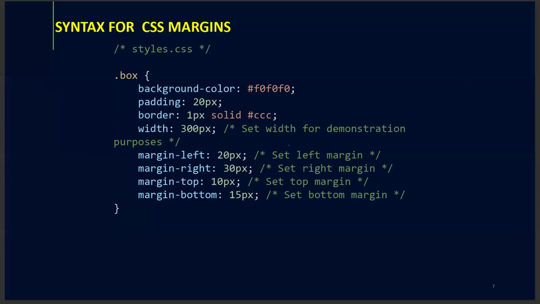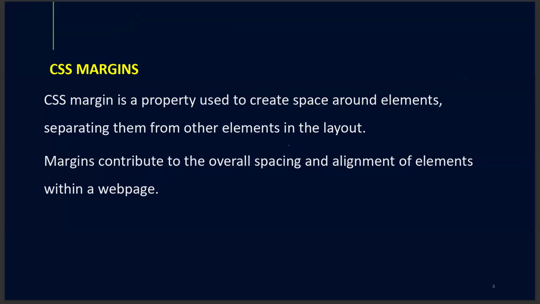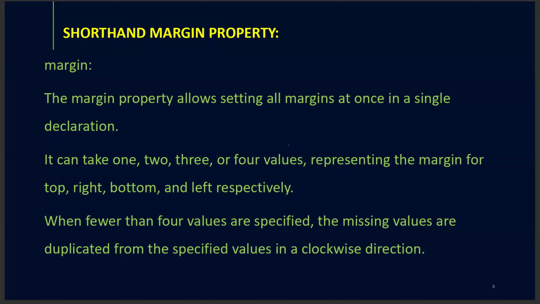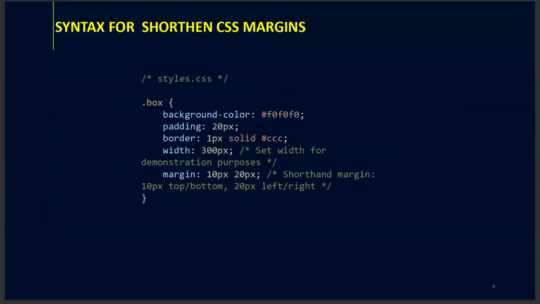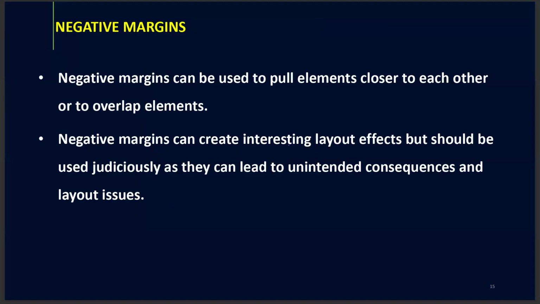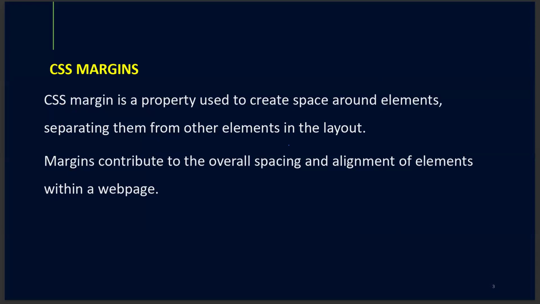I will share the notes. We shall do it practically. It's not difficult because now at least I've talked about it. You know the types which we have. The only thing you need to know is that we have individual margin properties, the shorthand margin property, margin collapsing, auto margin, and the last one is negative margins. Those are the ones we have, and we shall see how to implement them in CSS.